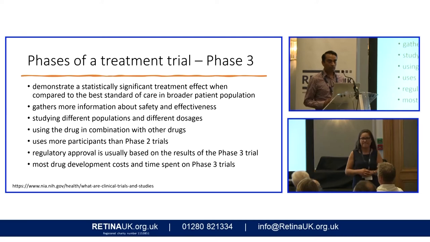Phase three trials are used to try to demonstrate a statistically significant treatment effect when compared to standard of care in a wider patient population. They can be used to gather more information about how safe a treatment might be and its potential effectiveness, and can also be used to study the treatment in different populations of people and at different doses, and occasionally using a particular drug in combination with other drugs. Phase three trials use more participants than phase two trials, and depending on the treatment being investigated, this may be tens or hundreds of patients.